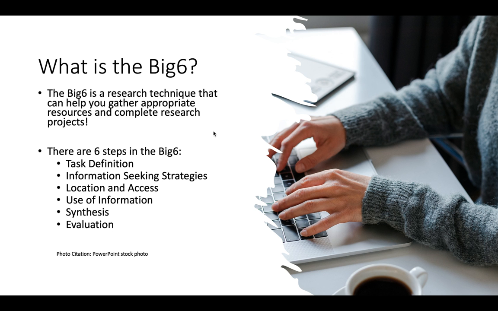Now, you might be asking yourself, what is the Big 6? The Big 6 is a research technique that has been created to help people from the very beginning to the very end of the research assignments they're completing. There are 6 different steps to this model. The very first step is task definition. Then we move into information seeking strategies. Step number 3 is location and access. Then we move into the use of information, then synthesis, and our sixth and final step is evaluation.